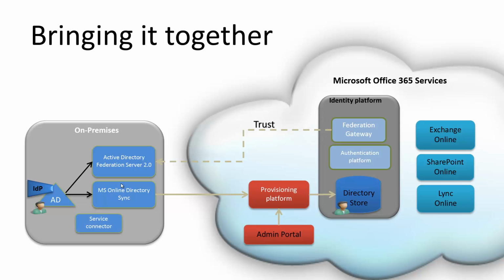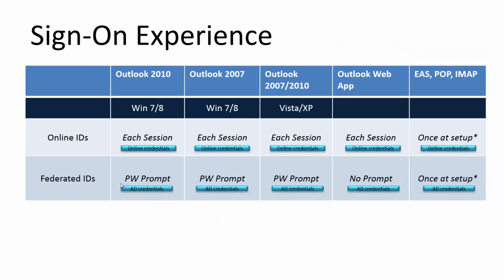Now, if we take a look at how this picture works for users, or what the user experience would be like when we're using Active Directory Federation, you'll notice that SSO, single sign-on, gets another meaning. So when we take a look at this table, let's say, for instance, the farthest left column, we have an Outlook 2010 running on a Windows 7 or Windows 8 machine. Could be an Outlook 2013 as well.